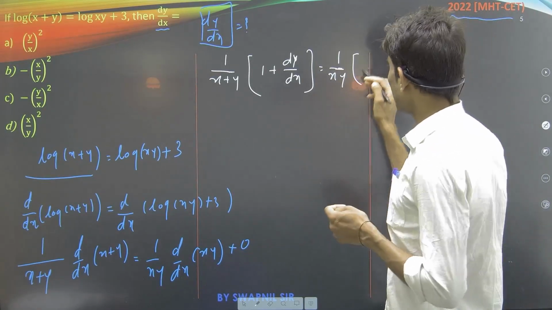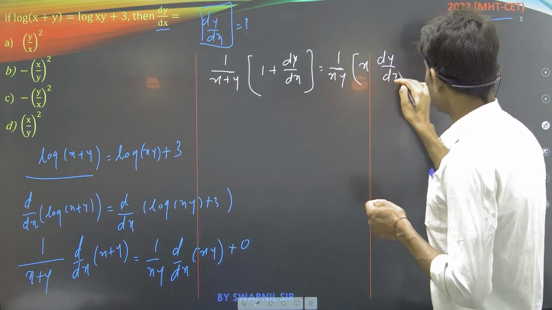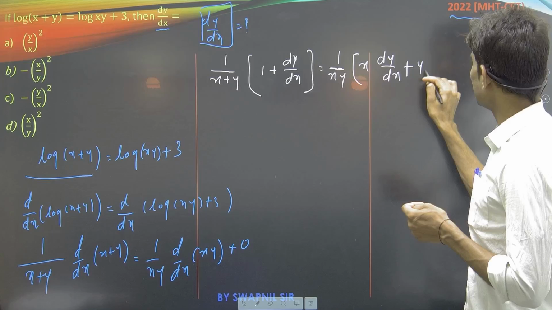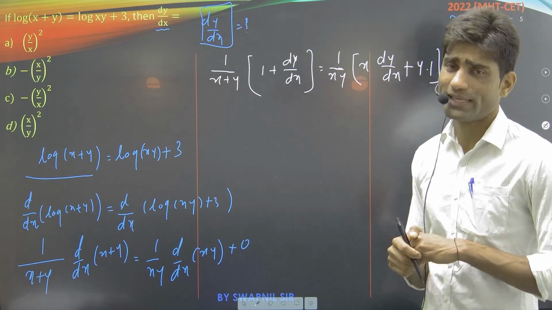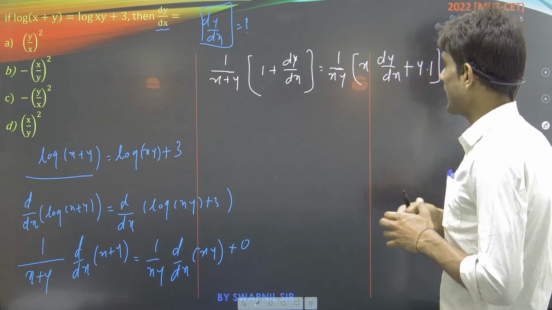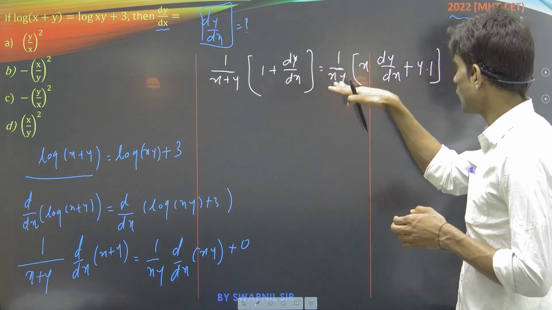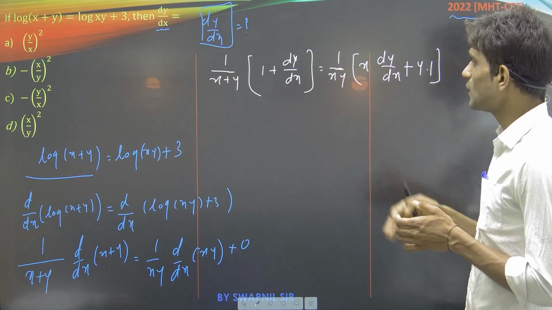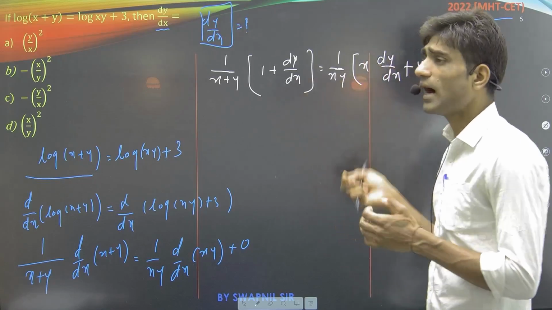Differentiation of xy: first function as it is, differentiation of the second function dy by dx, plus second function as it is, differentiation of the first, which is 1. Differentiation of x with respect to x gives us the value 1. So x dy by dx plus y here. Now multiply 1 upon x plus y under bracket and 1 upon xy under bracket, because we want dy by dx on one side and the remaining terms on the other side.